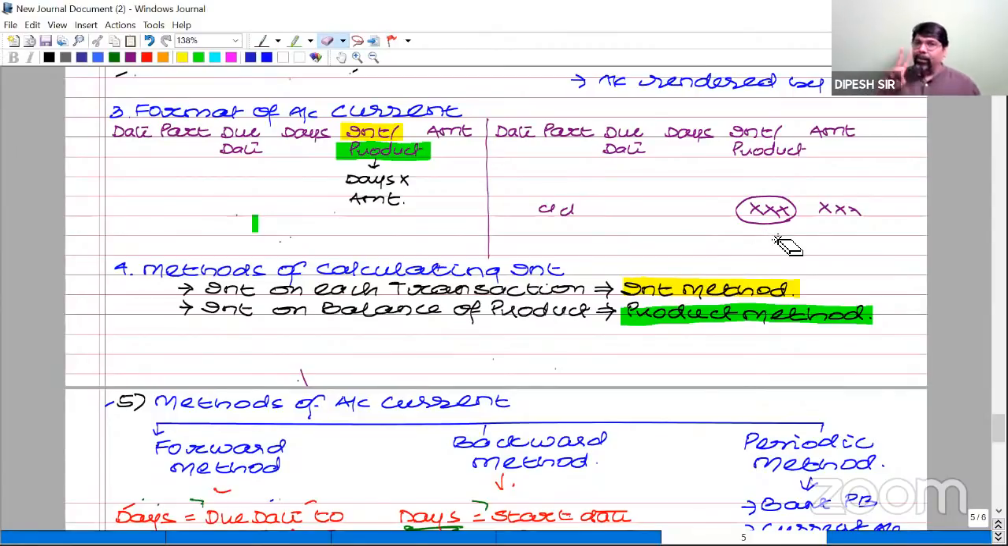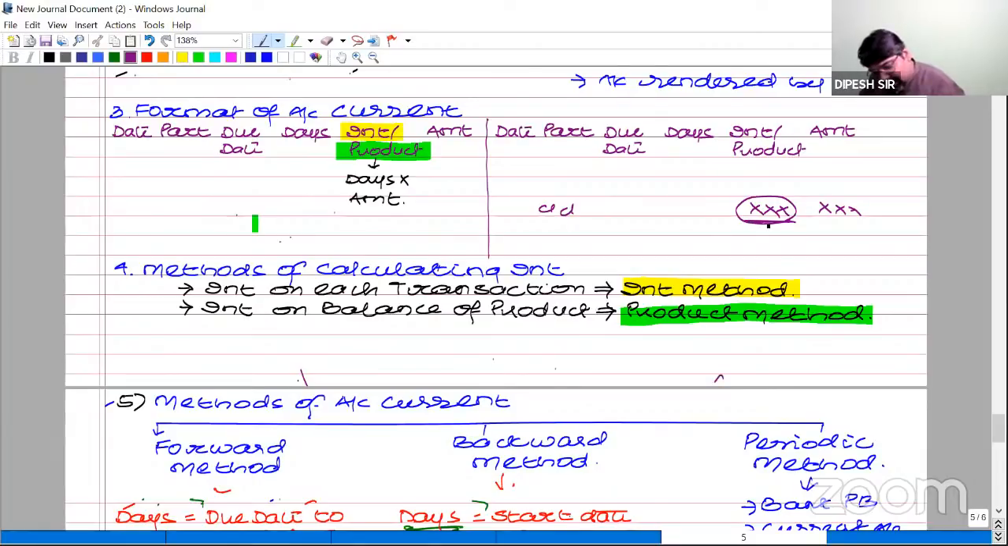In backward, there are two possibilities. Either you are following the product method or you are following the interest method. If you are following the product method, then you will calculate the product of the closing balance. How will you calculate? Amount into days. How will you calculate days? Days is nothing but start date to end date. Finish.